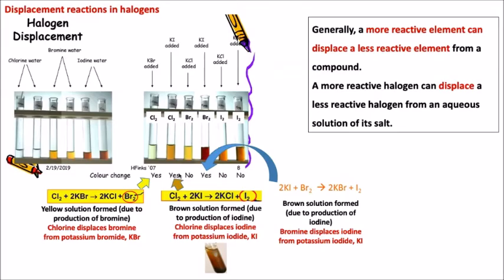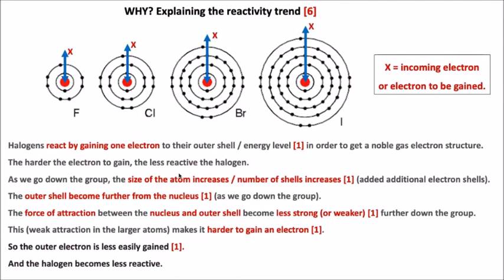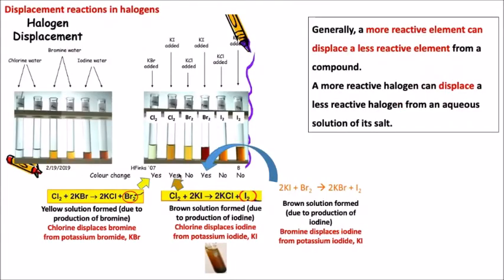If I take you back a PowerPoint, you can see what I was talking about. Reactivity decreases down the group, and therefore fluorine is more reactive than chlorine, more reactive than bromine, more reactive than iodine. The same way chlorine is more reactive than bromine and iodine. So that explains it. The third one, potassium chloride being added to bromine water, I said no reaction will take place. The reason is very, very simple. Because bromine in the test tube is less reactive than chlorine and therefore cannot displace chlorine from potassium chloride.